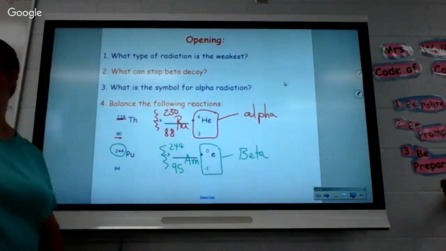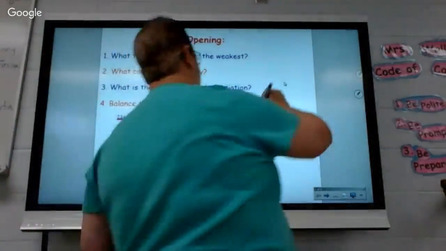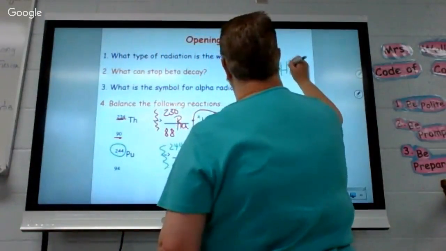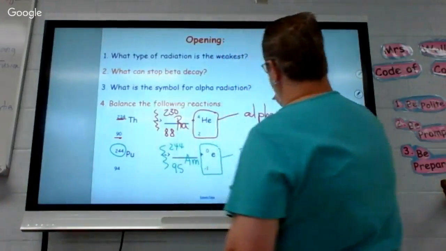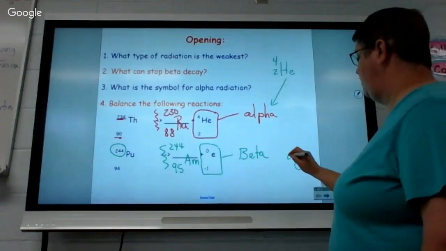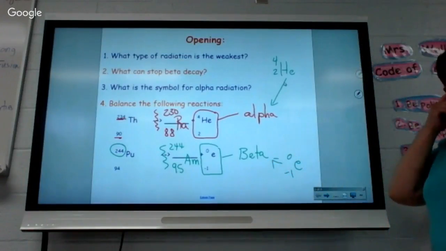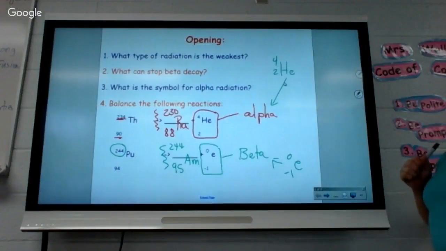Wait, how do you know it's beta? Because it has an e. Remember a minute ago when I asked you the symbols? Remember that? So anything that had the He with the 4 and the 2, that tells you it's alpha decay. And anything that had an e with the 0 and the -1, that tells you it's beta decay. Right? Anybody else? Question?